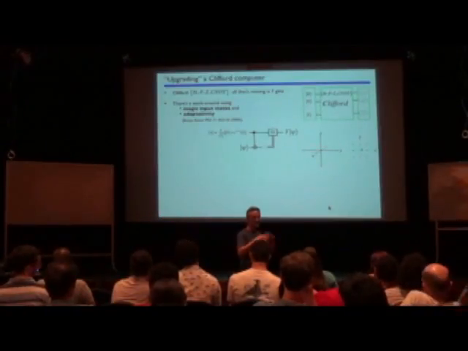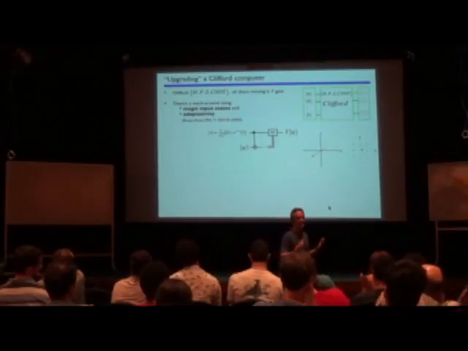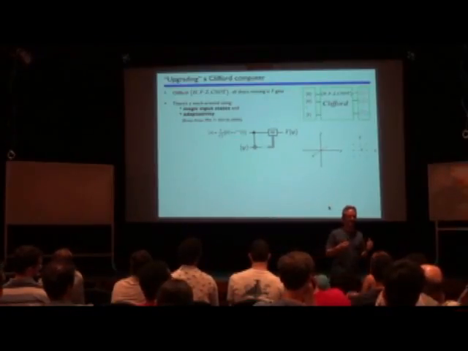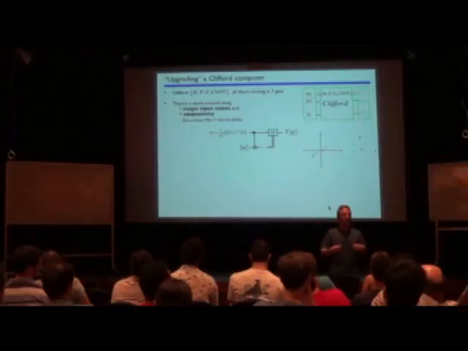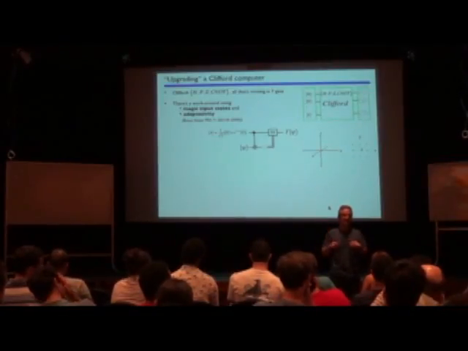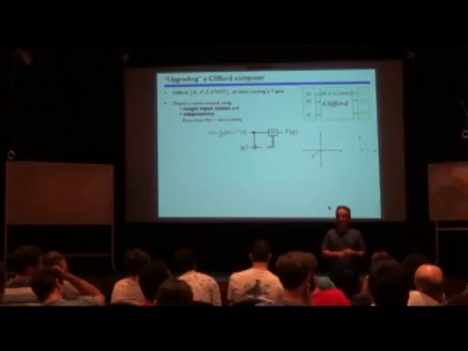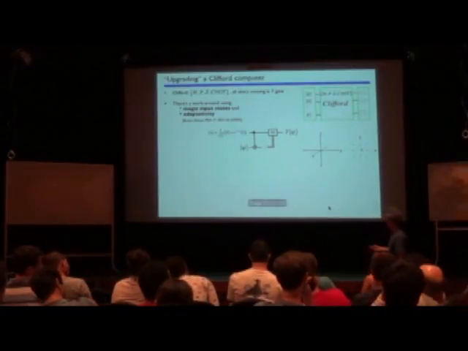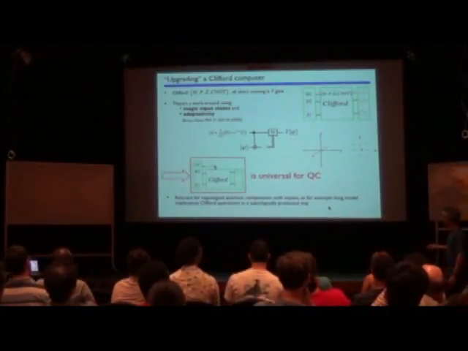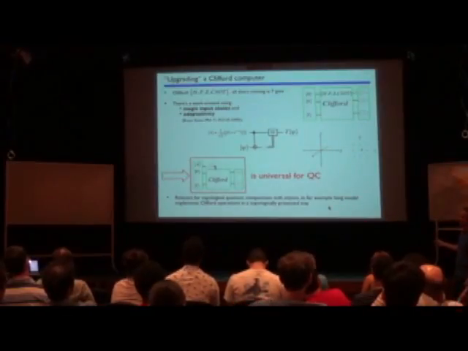If you have a system that does Clifford gates naturally, and topological quantum computation gives you models that do that, okay? And you can provide this computer with these states, which may be trickier, then you have a universal quantum computer in hand. Okay? So this is one motivation for doing it.